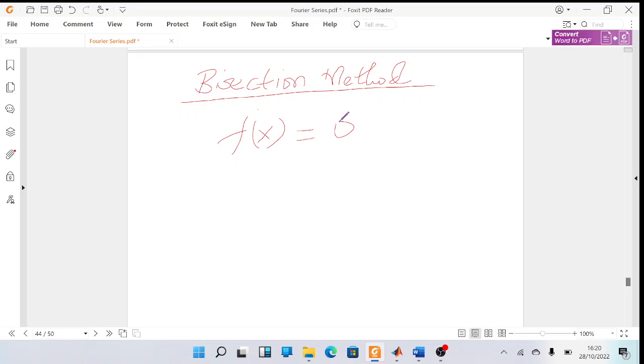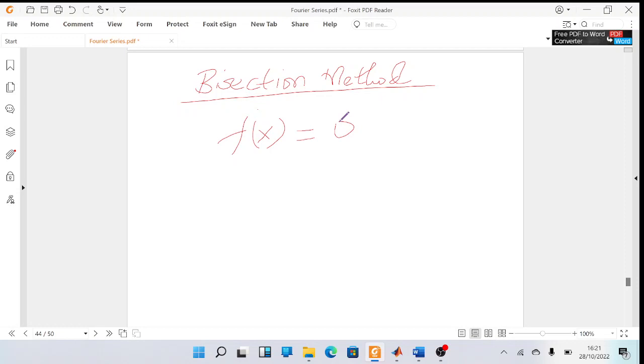Now, when using the bisection method, we shall start with the use of the intermediate value property to search for the root of the equation. Basically, the intermediate value property gives the interval where we can locate the root of an equation.